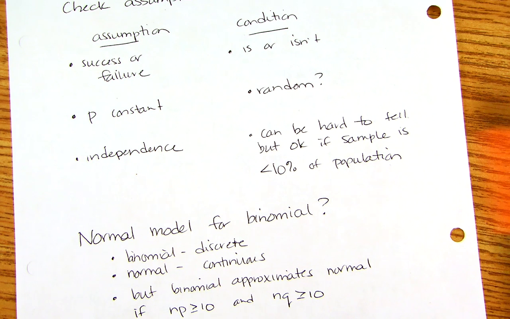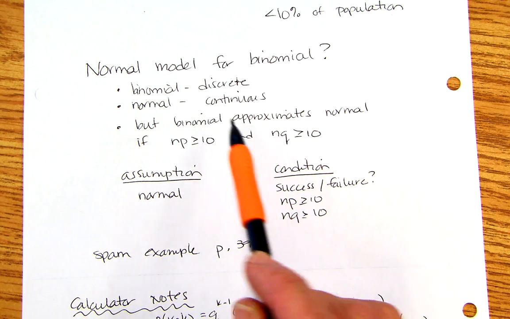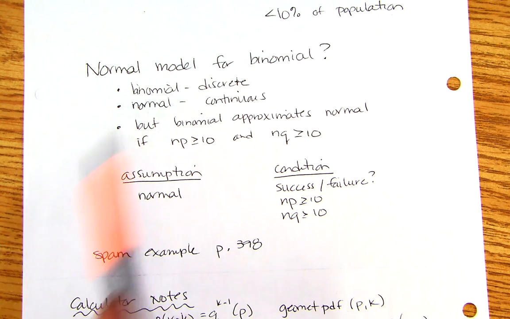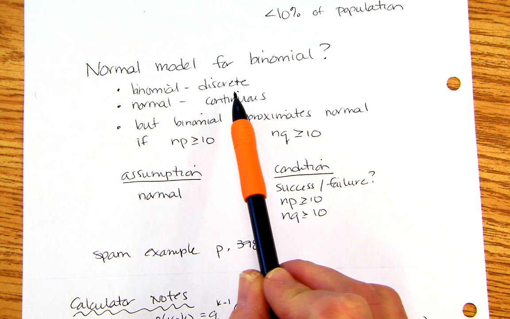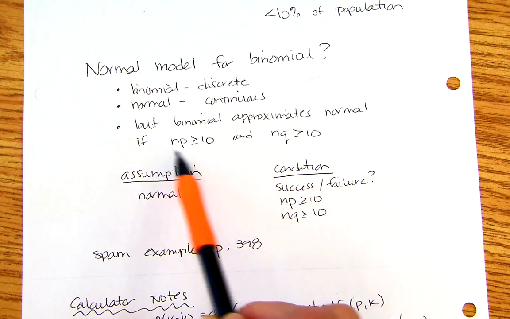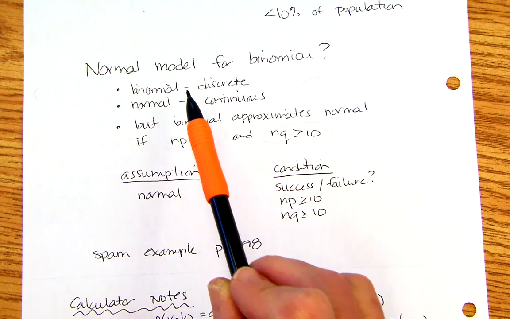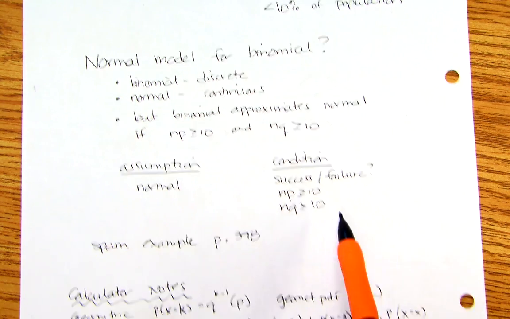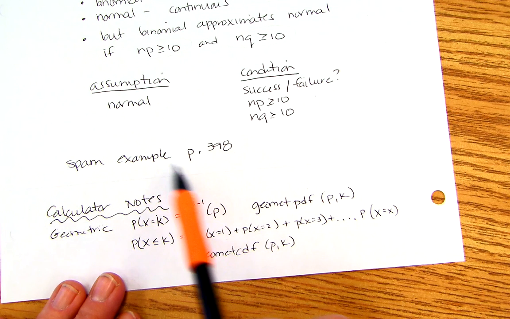You're going to see an example where, when things get kind of tedious, we can use the normal model for the binomial probability. Binomials are discrete. It's the number of successes in a certain number of trials. A normal model is a continuous probability. However, if you can have at least 10 successes and at least 10 failures, the binomial model behaves like the normal model. So those would be the conditions you would need to check. And there's an example of that on page 398.